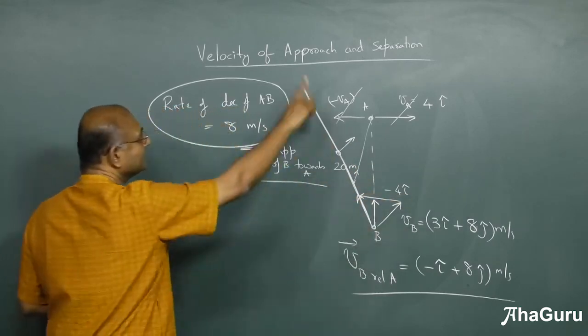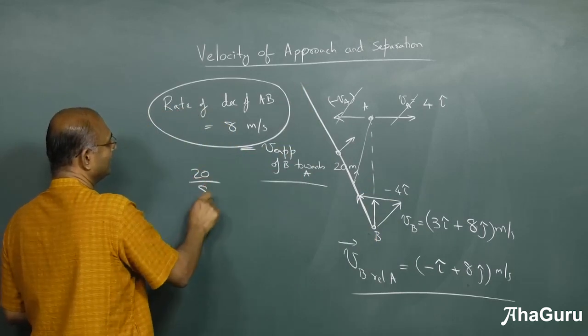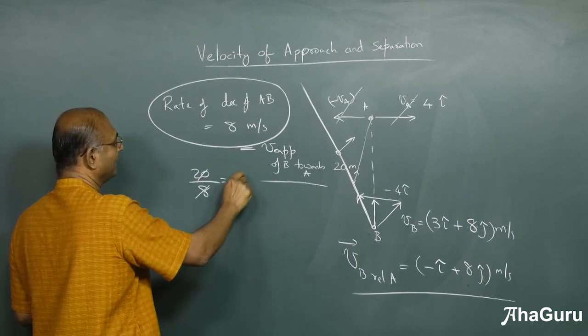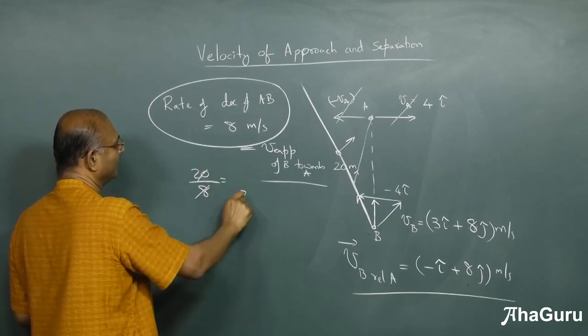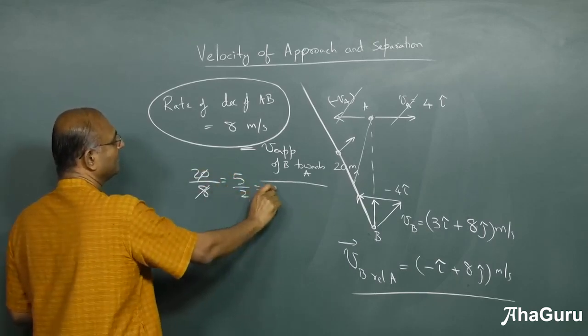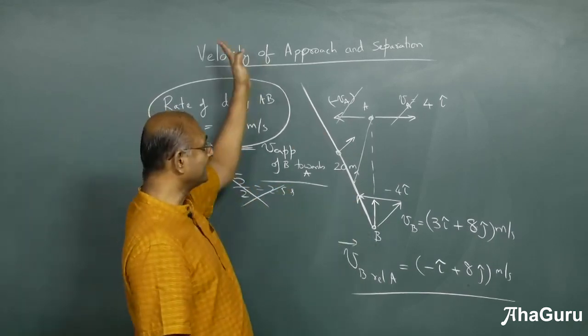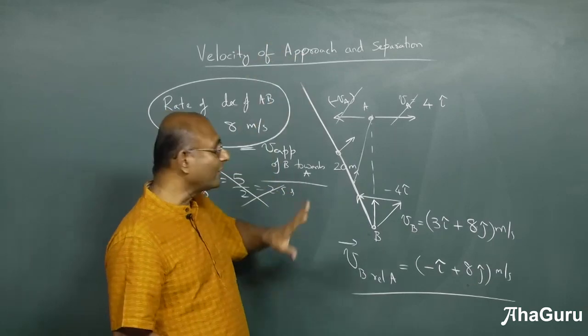So you cannot say distance was 20, relative velocity of approach is 8. So they are going to meet after, well, if I divide by 4, this is going to be 2, that is going to be 5. They will meet after 2.5 seconds is clearly wrong. Because they won't meet. Look at this, B is going away like this. So they will not meet.